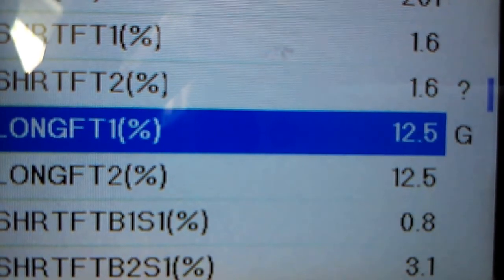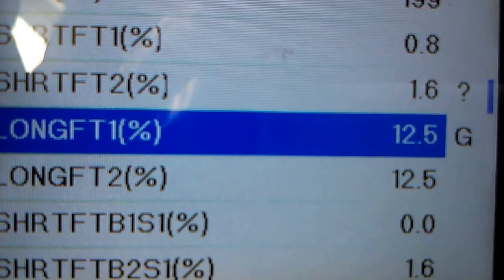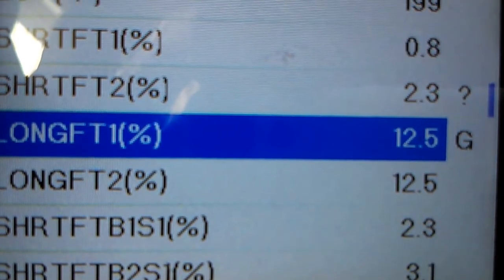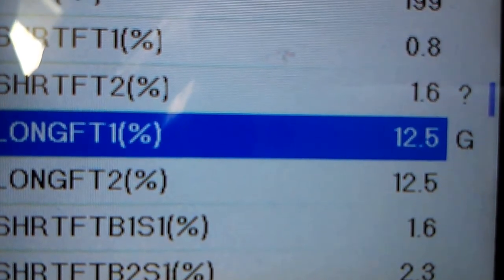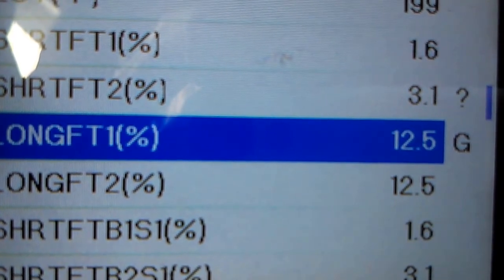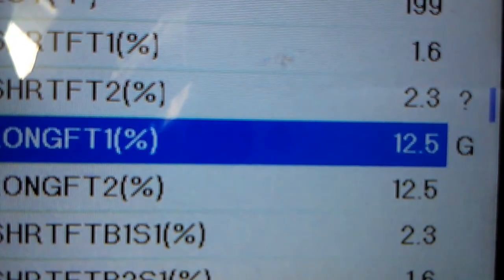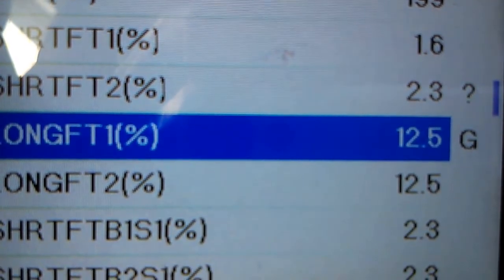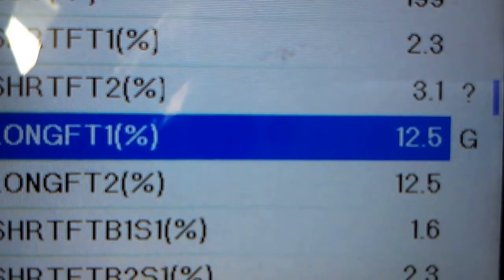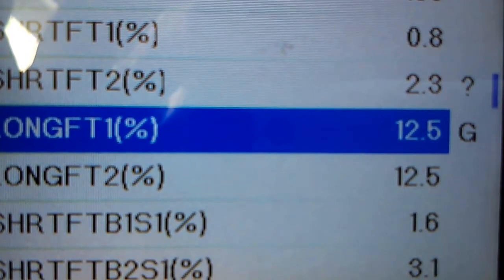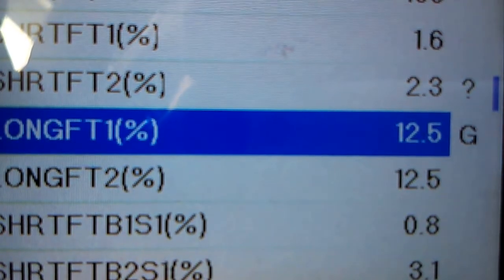But like I said, if you have a positive number like I do, that means it's adding fuel. If this was negative 12, it would be taking fuel away. But considering it's positive and it's adding fuel, I'm leaning more towards a vacuum leak. So I'll get back to you guys on that. I'll let you know if it definitely was that throttle body. I'll actually make a video on it.